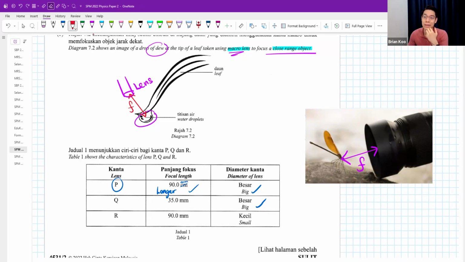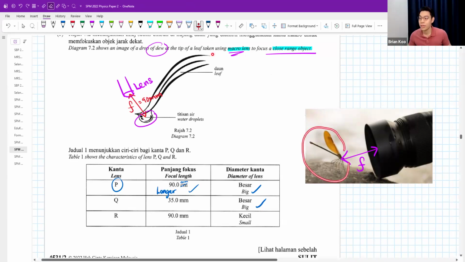That's why we normally want something that is longer, let's say 90 mm. Because if it's too short, then you have to go very, very close, and it is very difficult to take the picture. So a long focal length just makes it easier to take the picture. If you go very close to this dragonfly, the dragonfly will definitely fly away, right? So usually we want a suitable distance.